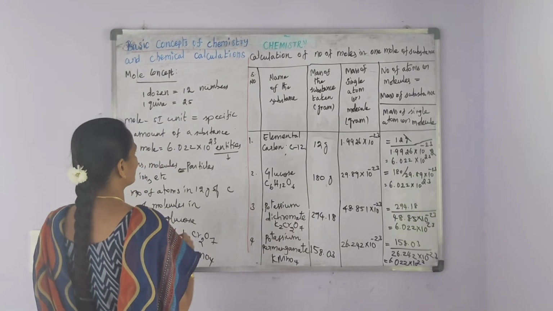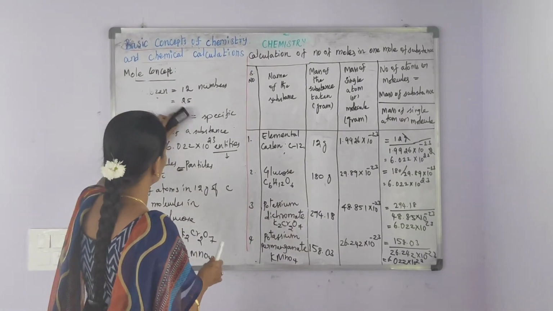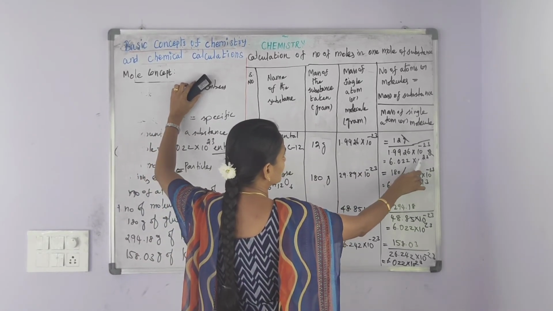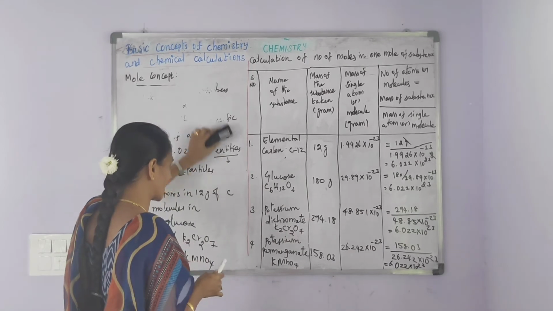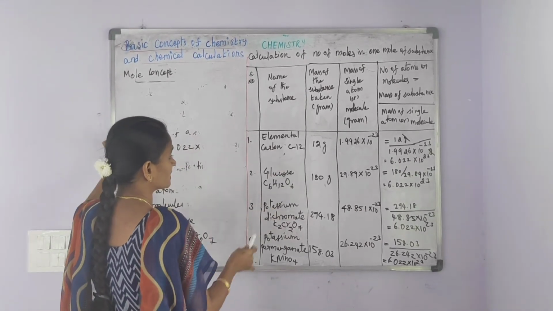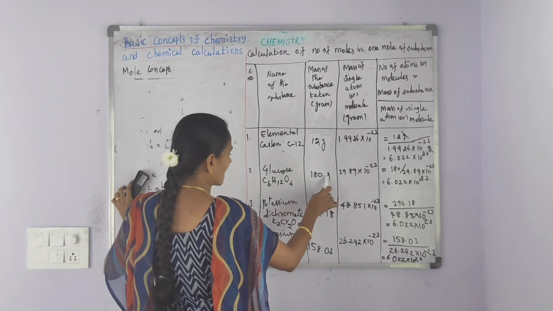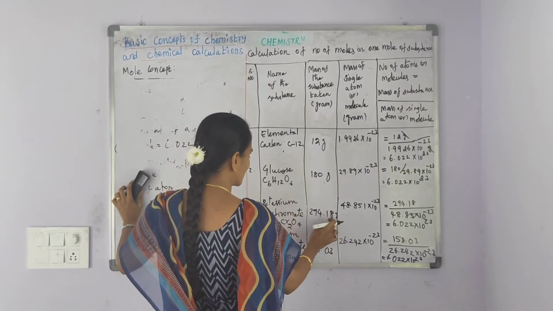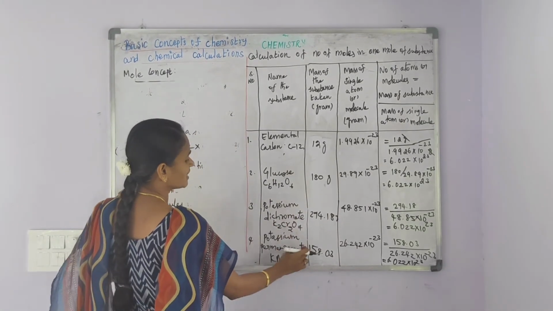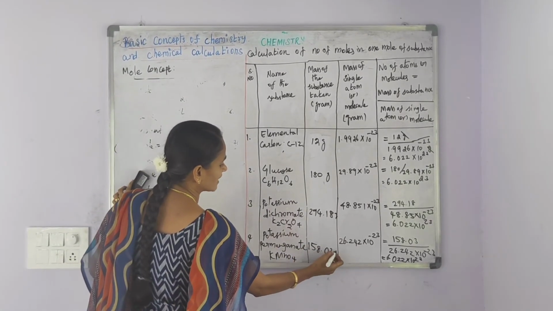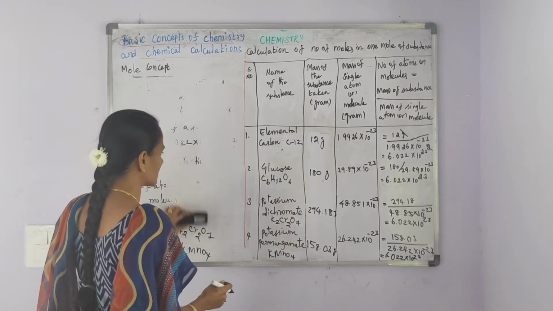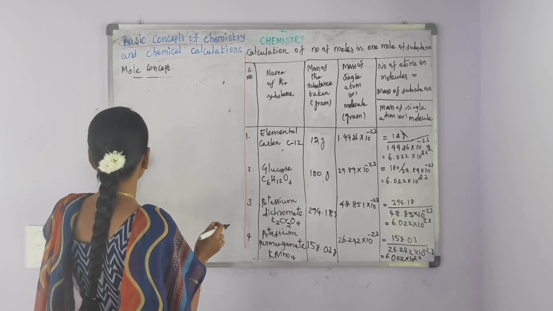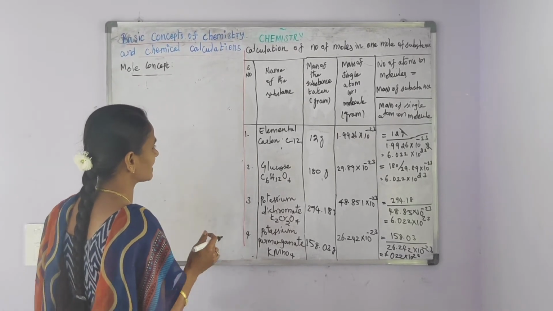From this tabular column, we conclude that 12 gram of carbon contains 6.022 into 10 power 23 carbon atoms. Like 12 gram of carbon atom, 180 gram of glucose, 294.18 gram of potassium dichromate and 158.03 gram of potassium permanganate also contain 6.022 into 10 power 23 molecules.